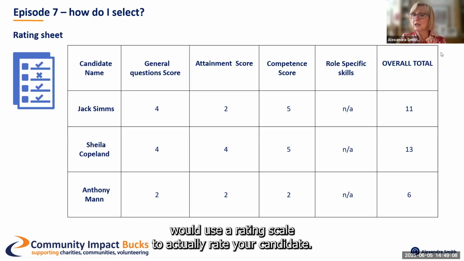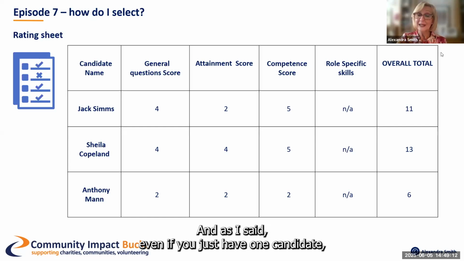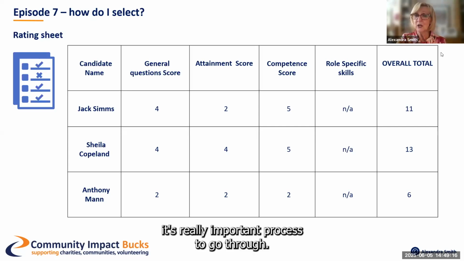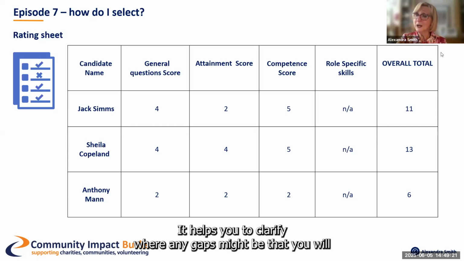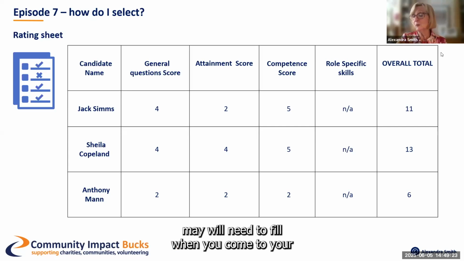So that's how you would use a rating scale to actually rate your candidates. And as I said, even if you just have one candidate, it's a really important process to go through. It helps you to clarify where any gaps might be that you will need to fill when you come to your onboarding training.